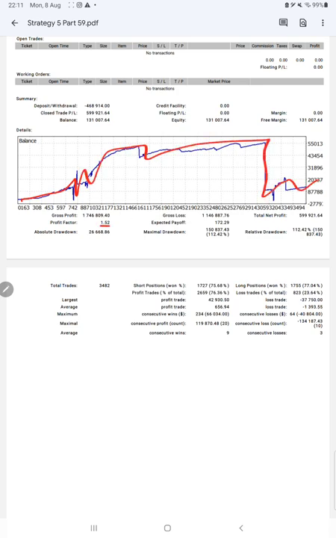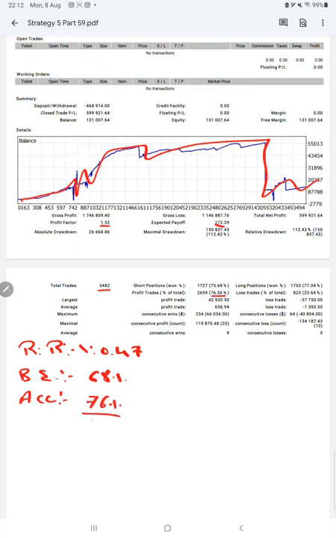The profit factor is 1.52, total number of trades are 3482, and we will calculate the risk reward ratio as well. Expected payoff is 172 here, average profit and loss is 656 and 1393. So 656 divided by 1393, the risk reward ratio will stand at 1:0.47, and from that risk reward ratio we can find out the break even point, which is 68%. Comparing with the current account accuracy, which is 76%, we can say we are almost up by 8% over the requirement.